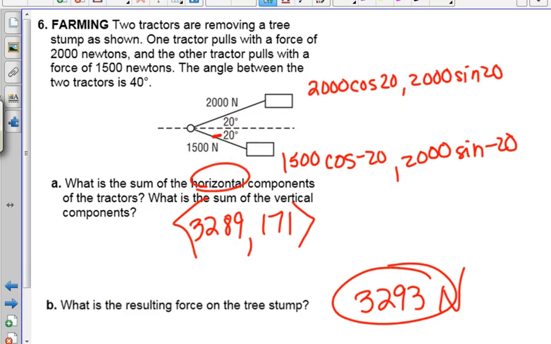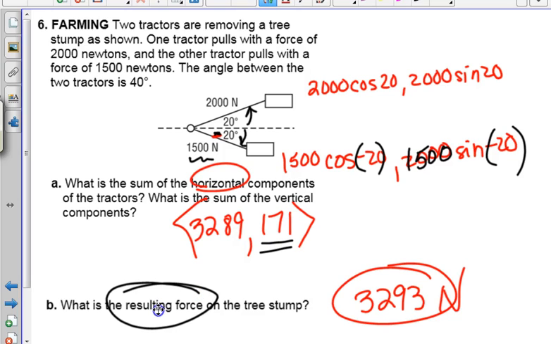Okay, so this one is pulling 2,000 newtons above the positive x-axis. So we did 2,000 cosine 20, 2,000 sine 20. This one is pulling 20 degrees below at 1,500 newtons. So we did 1,500 cosine negative 20, 1,500 sine negative 20. Someone, I hope, typed that correctly. Let's double check that real fast. 2,000 sine of 20, plus 1,500 sine of negative 20. That's right, the 171 is still right. Then it wanted the resulting force, which is just the magnitude. So we did Pythagorean theorem. Okay?